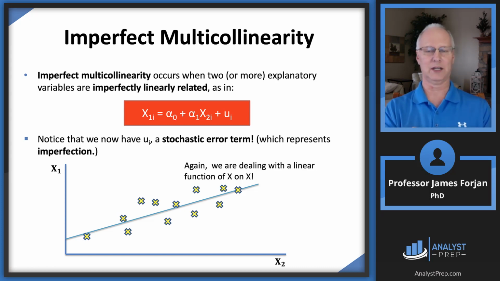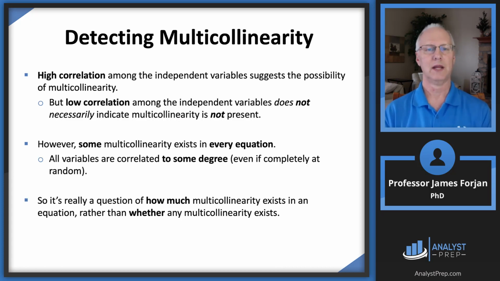All right, and so look at the graph down there. You got x1 and x2. There's the line. And so, boy, it just looks an awful lot like, when x2 goes up, x1 goes up, and they're pretty close. Now, it's not perfect, but they're close enough to probably cause problems with our estimators. Now, high correlations among the independent variables, of course, that suggests multicollinearity.